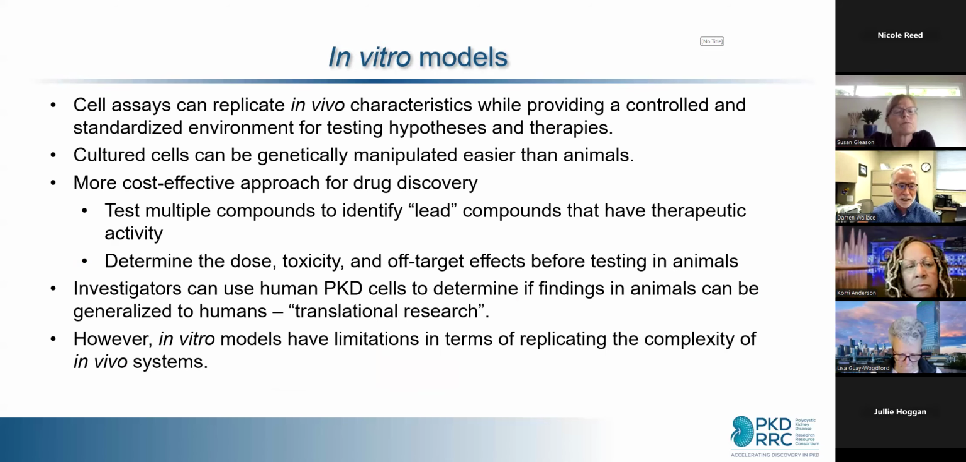Now, the reason I bring this up is that we use these cells to study characteristics of polycystic kidney disease. And these are either cell models, or we also use the term in vitro models. In vitro means outside the body. Last time you guys met with Stephen Parnell, and he talked about animal models and in vivo types of assays that they can do. The thing about the cell assays is that they replicate the in vivo characteristics, while providing a very controlled and standardized environment that enables investigators to test hypotheses and test therapies.